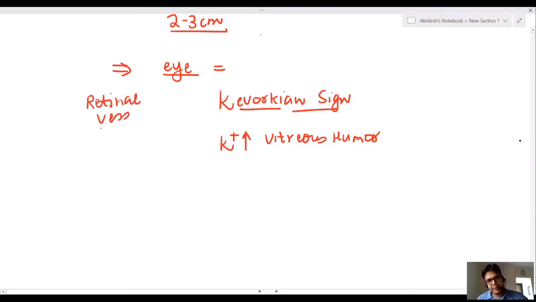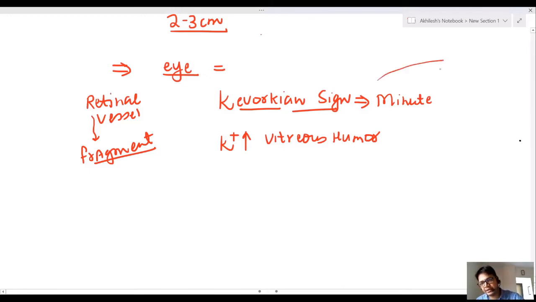Retinal vessel fragmentation. Sir, this sign is known as Kevorkian sign. Doctor, this is the earliest change of the eye. This is seen within a few minutes of death. So there will be retinal vessel fragmentation like this.